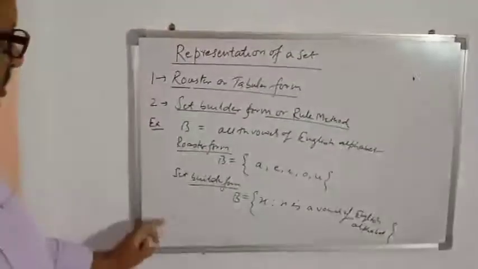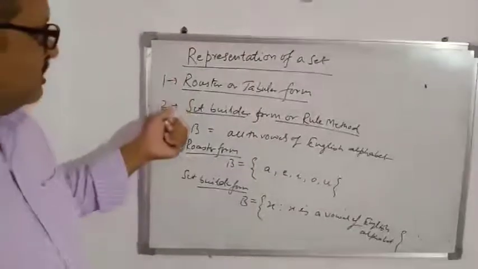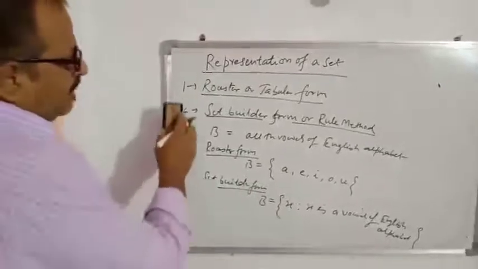I hope that it is clear to you. Set builder form and roster form, by these two ways we can represent a set. Let us see kinds of the set.